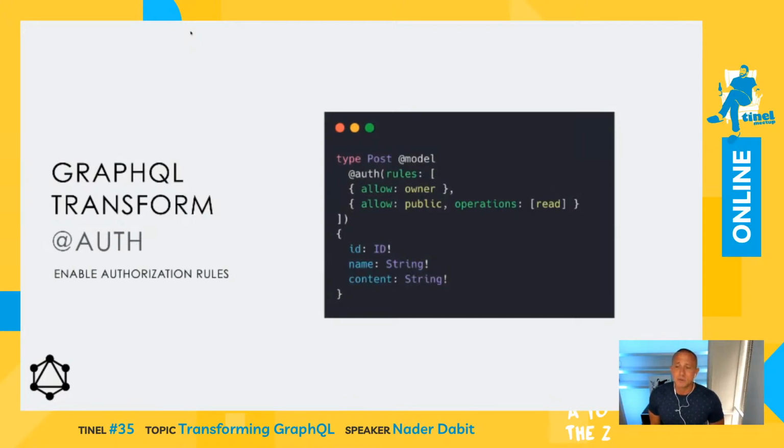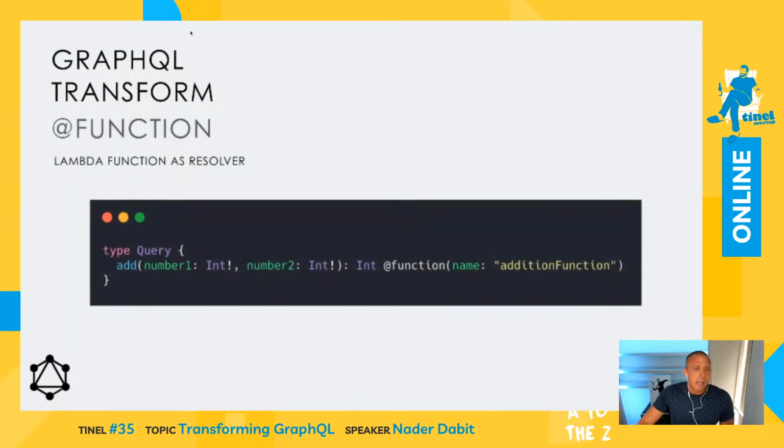So you can add these rules, and you can add additional ones. So let's say, for example, you might want some type of admin privileges. You can actually add admin groups and stuff like that. So that's @auth. There's also the @function, and this is a transformer that allows you to define a Lambda function as a resolver for any query or mutation.